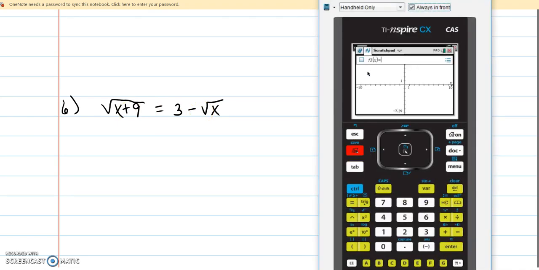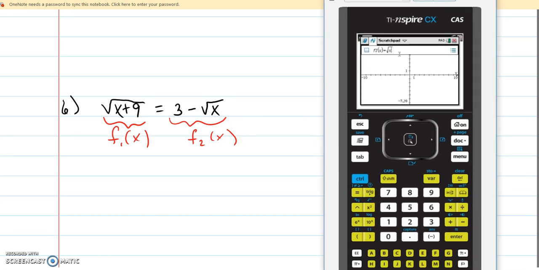We're going to go to graph, and we're going to go up into the first function, and we're going to put this into the first function for f, and we'll put this into the second function for f. So let's do square root of x. I can't see my x. There we go. X plus 9. We're going to hit enter. And there it is. And then we go back into tab and our second function opens up. 3 minus the square root of x. And we hit enter.